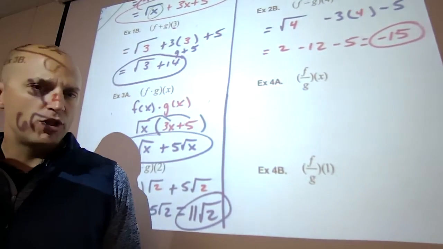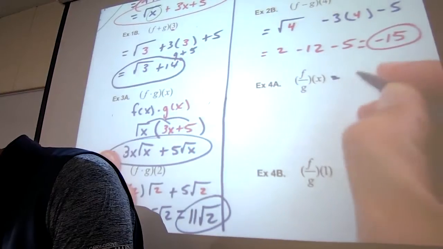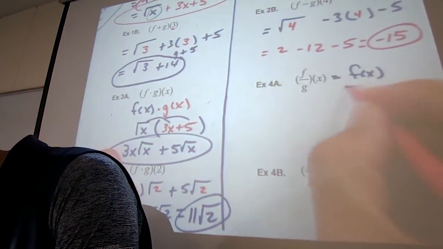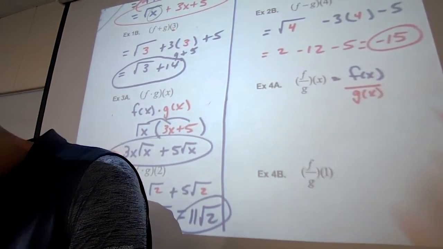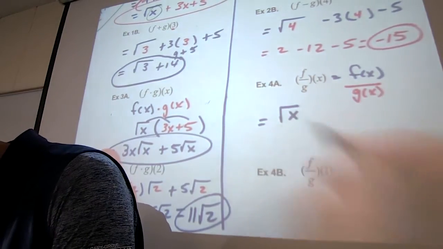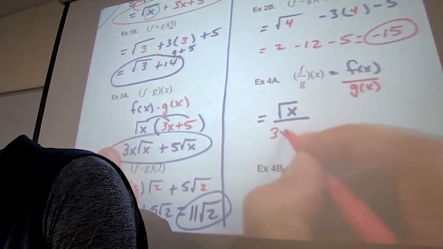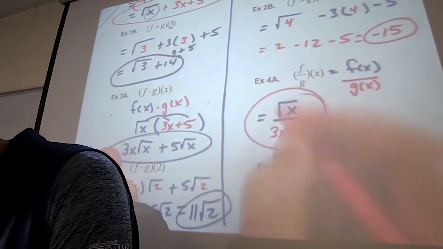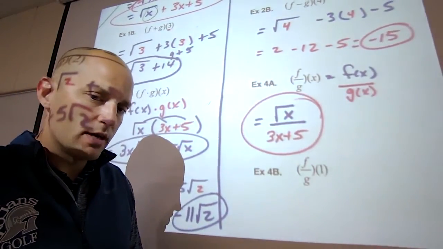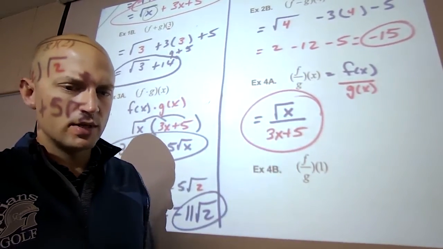Last but not least is division. So division, super easy. I've got f of x, and I'm going to divide it by g of x. Okay? So I've got f of x is the square root of x, divided by g of x, which is 3x plus 5. There's no factoring, reducing that I can do. If I could do that, I would try to do that. But there's nothing I can reduce here, so it is what it is.